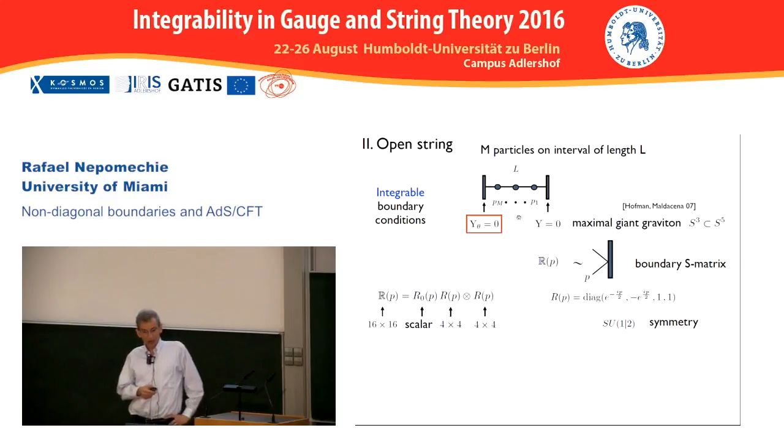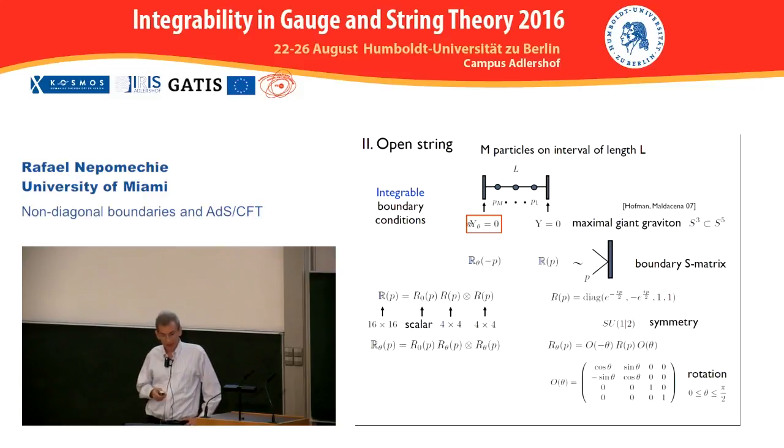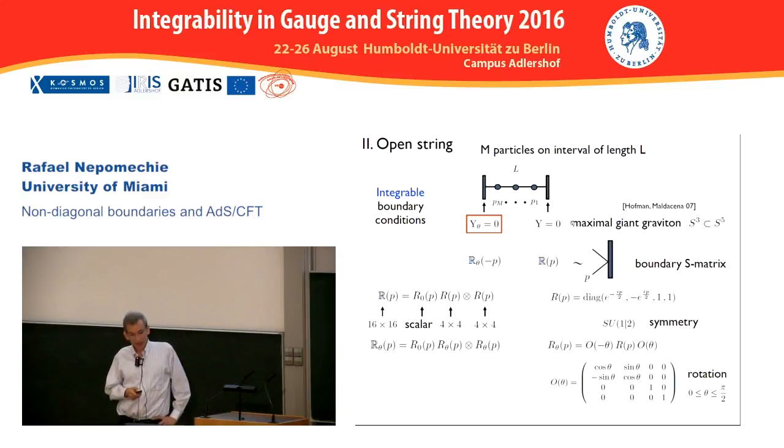Now on the left boundary, we're going to put what's called the y theta equals 0 boundary condition. And what it is is the D-brane but rotated by an angle theta. So the boundary S matrix I'll call R theta. Again, it'll have the same scalar factor, R0, but now here are two copies of R theta of p. And R theta of p is just the R of p of Hofman-Maldacena, but then rotated by an angle theta.